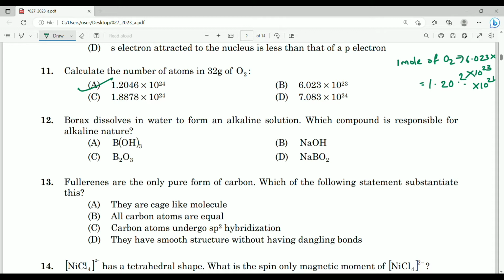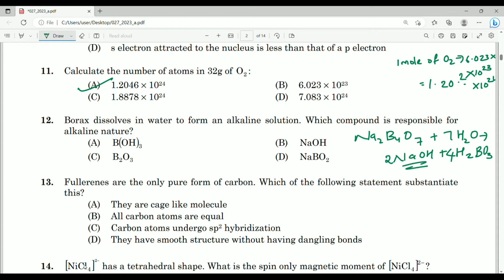B(OH)3, NaOH, B2O3, NaBO2. So borax, Na2B4O7 plus 7H2O gives NaOH plus H3BO3. Balancing the equation, 7H2O gives 2 NaOH and 4 H3BO3. So borax dissolves in water to form an alkaline solution and the compound responsible is NaOH.